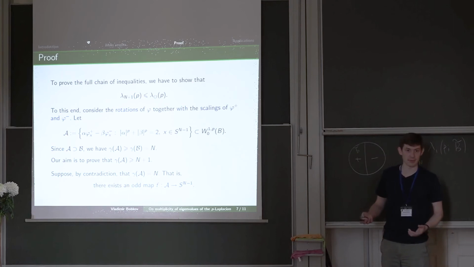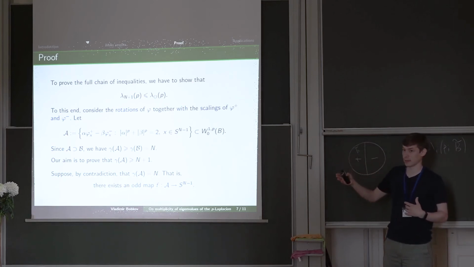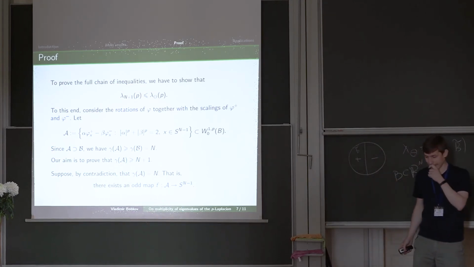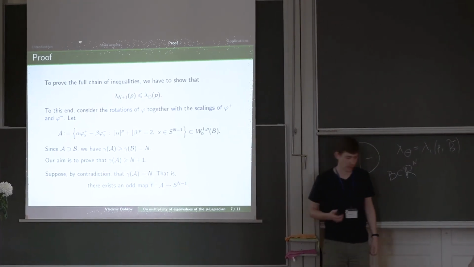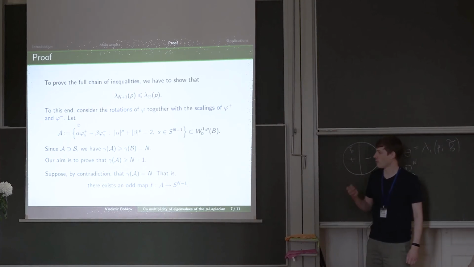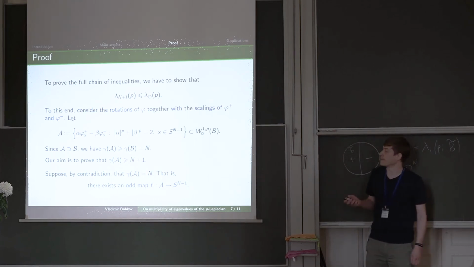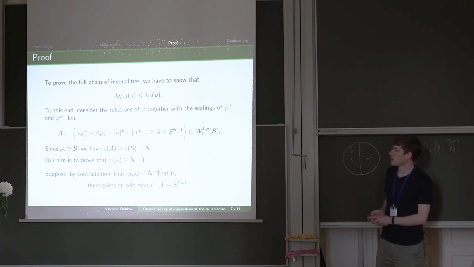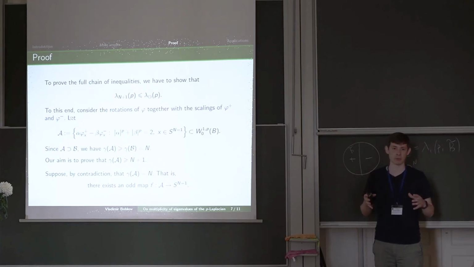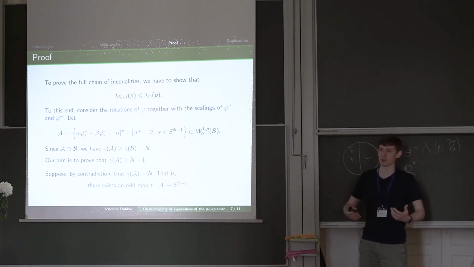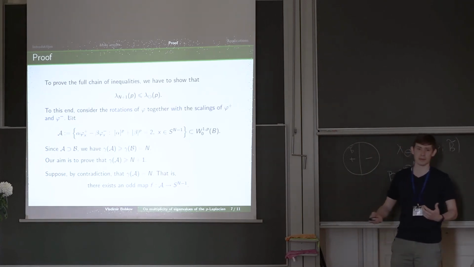Well, suppose by contradiction that the genus is exactly n. In particular, by definition, there exists an odd map from A to the sphere of that dimension. And so the geometric idea of what will be written on the next slide is basically the fact that this set A looks like a Klein bottle in the Sobolev space. So this set A is something like a Klein bottle in the Sobolev space, and we want to show that this Klein bottle cannot be mapped in an odd way to the sphere.